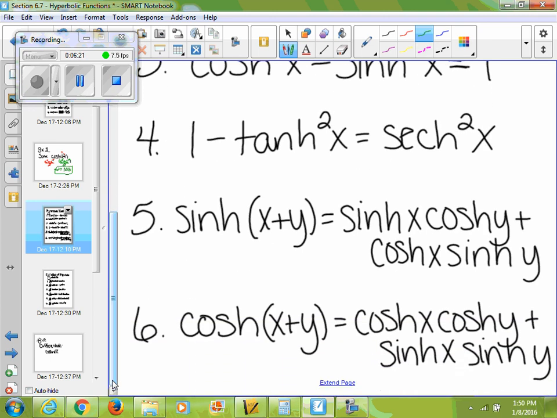For the fourth, fifth, and sixth hyperbolic identities, we have for number 4, 1 minus the hyperbolic tangent squared is equal to the hyperbolic secant squared. For number 5, we have the hyperbolic sine of any two functions added together, x plus y, gives you the hyperbolic sine of x times the hyperbolic cosine of y, plus the hyperbolic cosine of x times the hyperbolic sine of y.